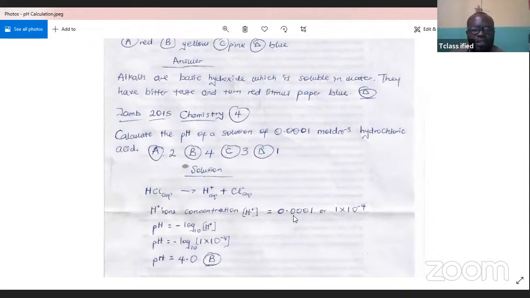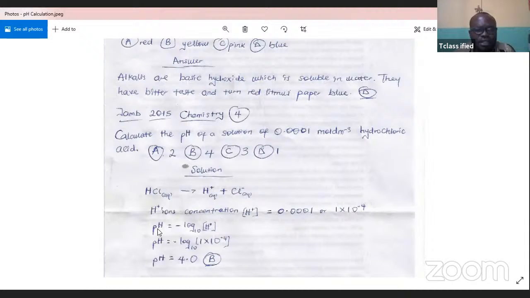Okay, so this 0.001, if you convert it to standard form, you move the point here, you have 1, 2, 3, 4. So it's 1 times 10 to the power minus 4. That is what this concentration is.